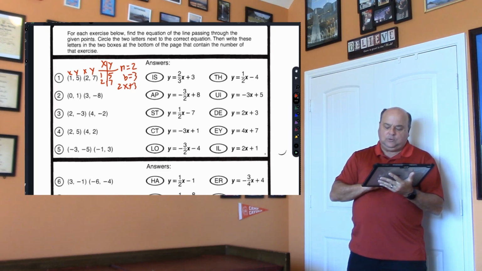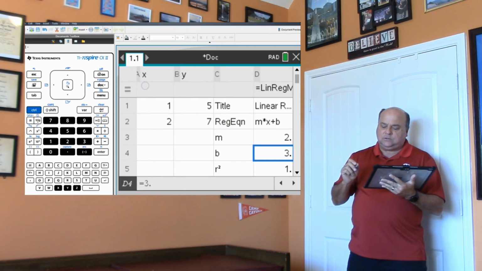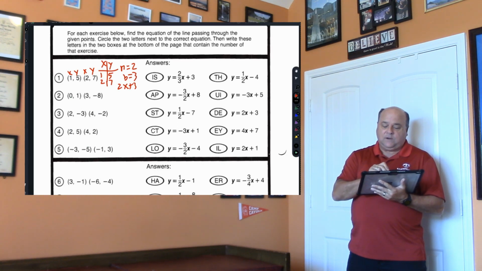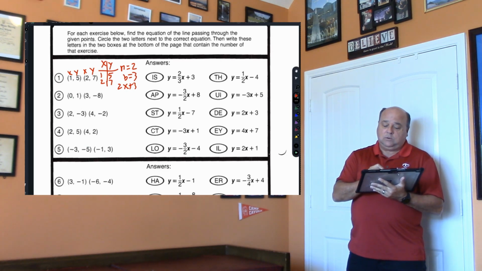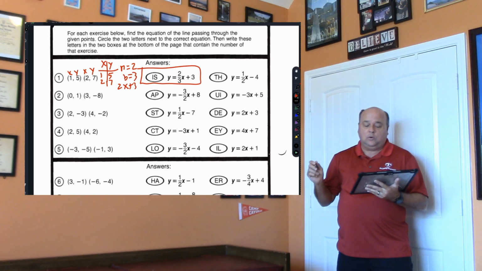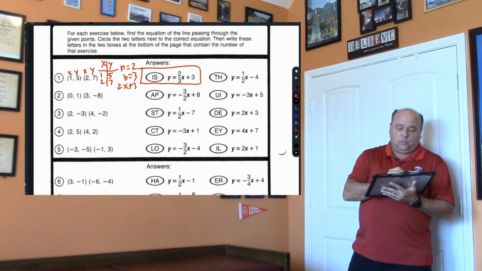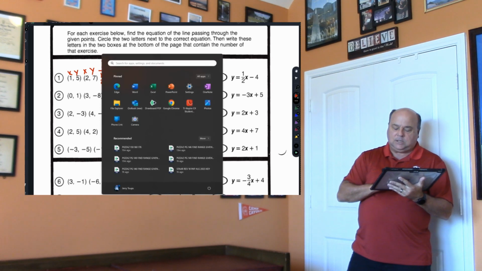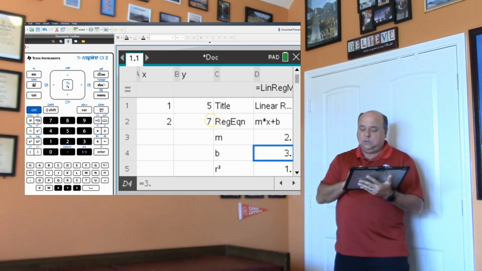Is that right? 1527? Did I put it in right? 1, 5, and 2, 7. My M is 2, my B is 3. For each, find the equation line passing through the given points. Use this one right here. That's weird, okay? So we're going to use 2 over 3x plus 3. We'll do one more to check and make sure it works, okay? So the slope of 1 and 2 and 5 and 7. Let me make sure I typed that in right. 1, 5, and 2, 7. I sure did. So the slope is 2.